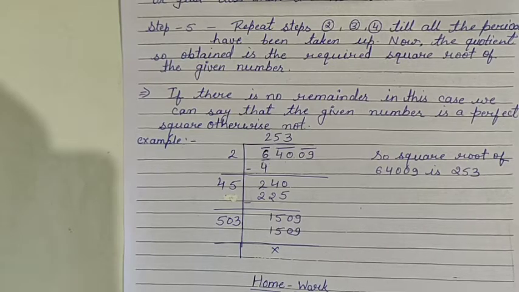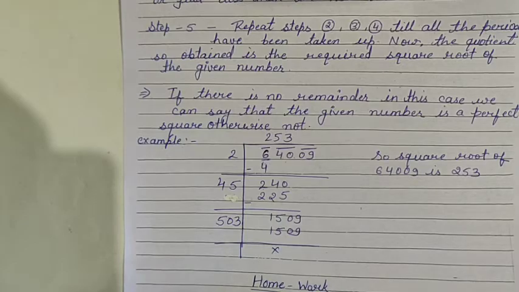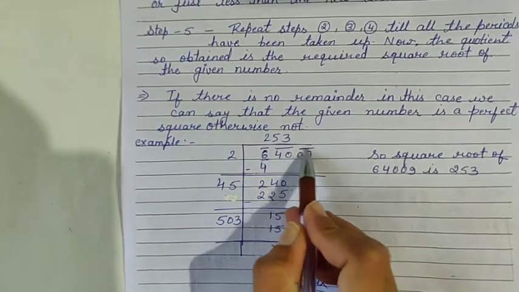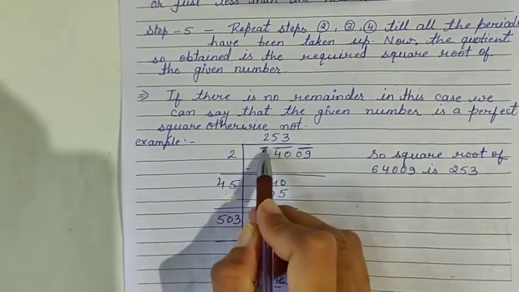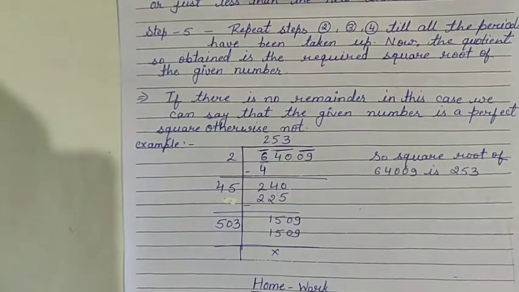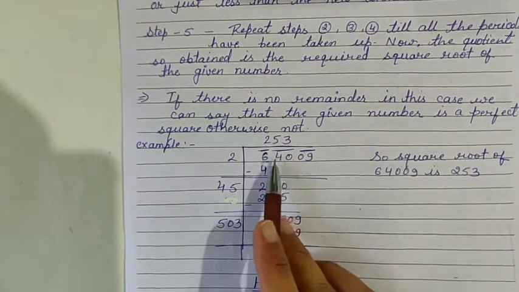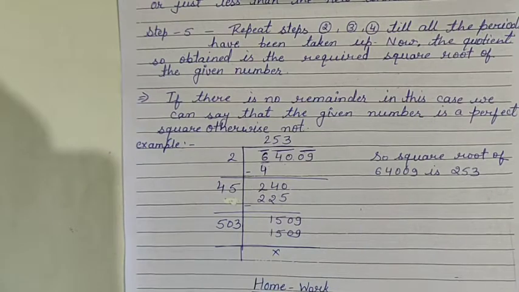So firstly, we will make pairs from the units place: 09, 40, 6. So there are 3 pairs. The number of bars is equal to 3. So there are 3 digits in its square root.